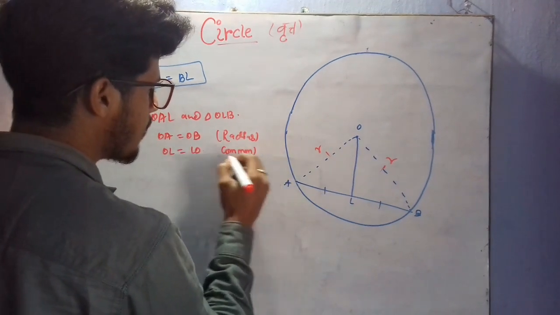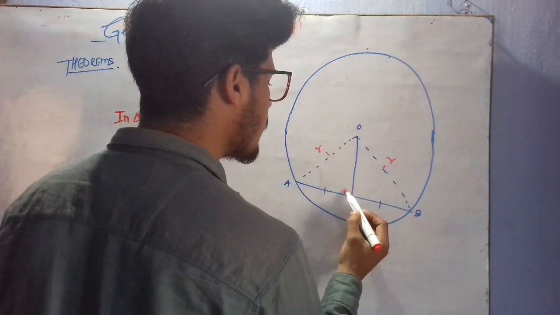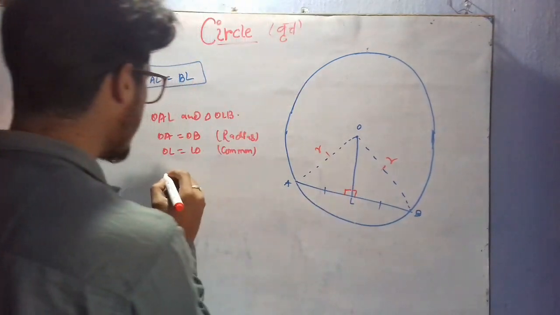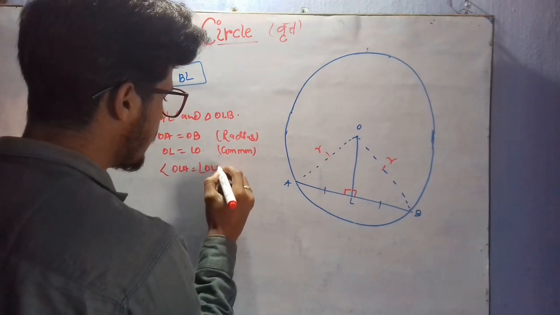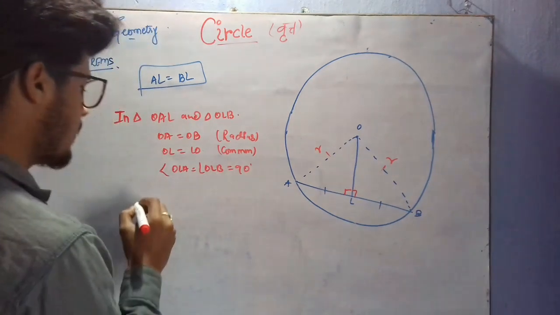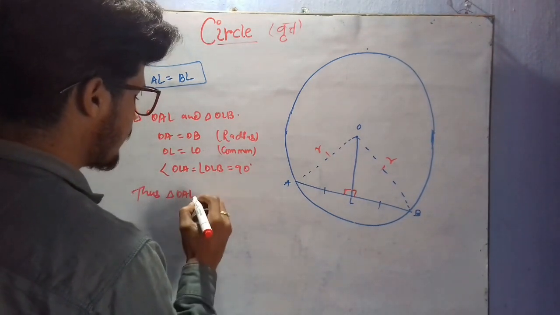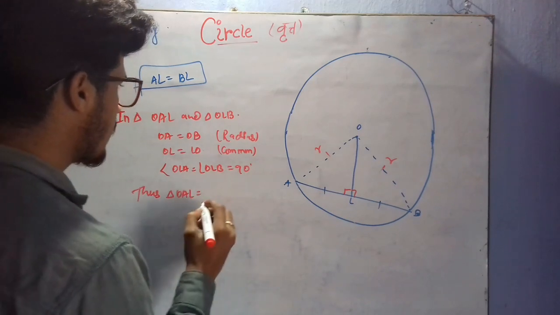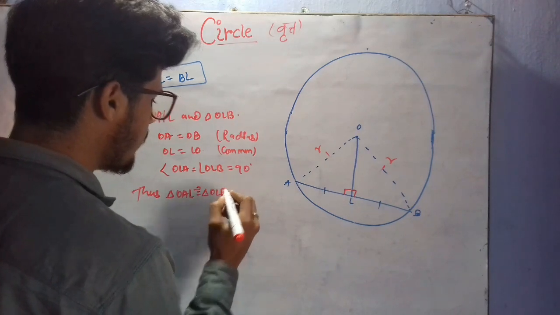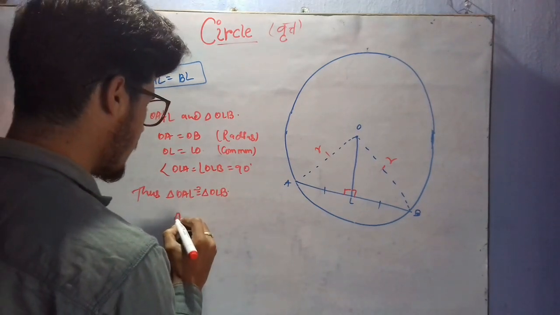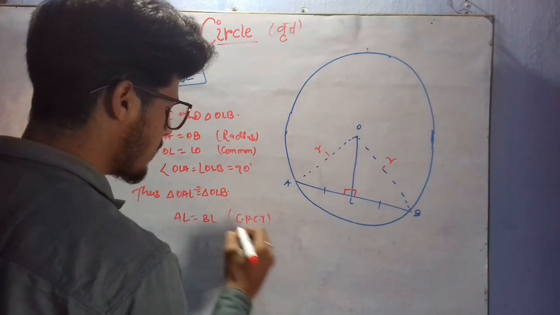common, okay, and it is said that this is a perpendicular, so this must be 90 degrees, right? So angle OLA equals angle OLB equals 90 degrees. So thus triangle OAL is congruent to triangle OLB. Okay, so AL equals BL from CPCT.